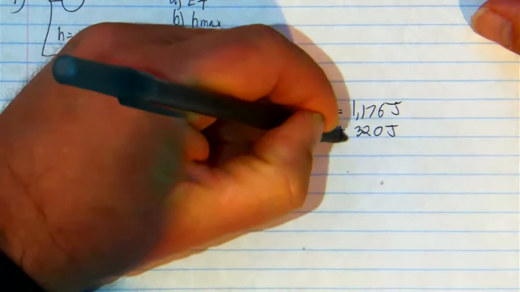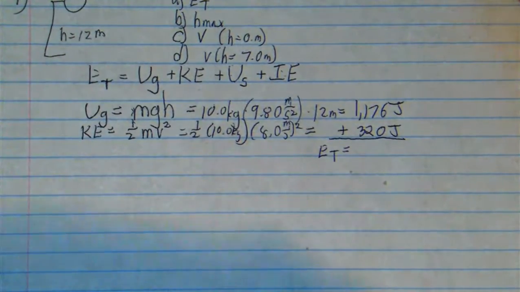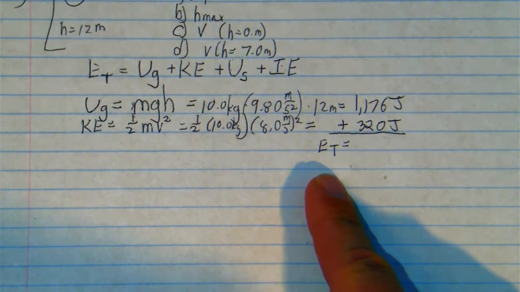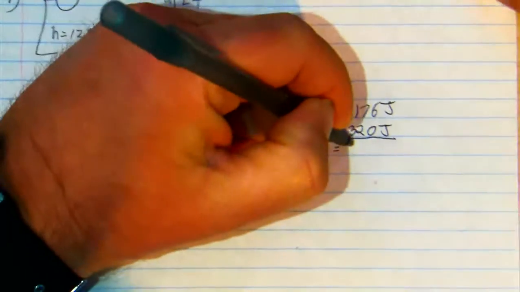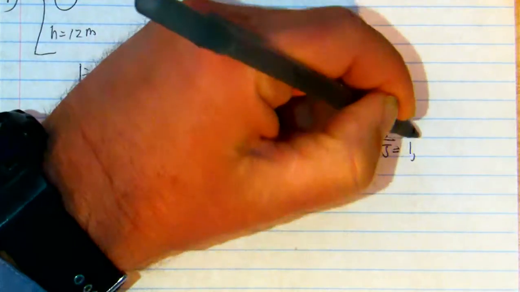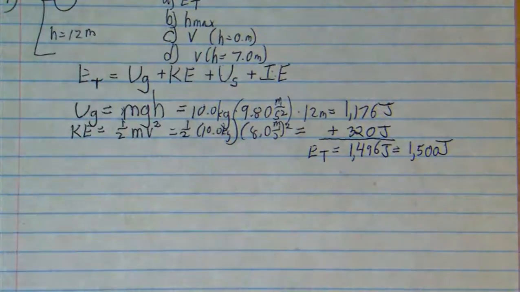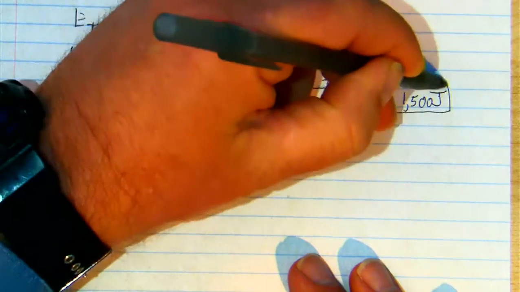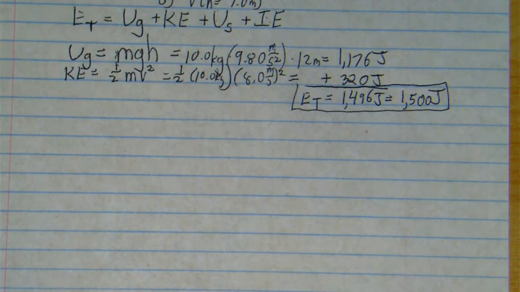When combined with the gravitational potential energy, that will give us ET, and I am the son of ET, that's true. So 320 joules plus 1176 joules is 1,496 joules. And sure, you can call that 1,500 joules or 1.5 kilojoules. So that is the answer to part A. Part B.